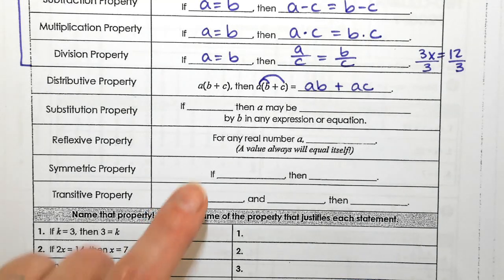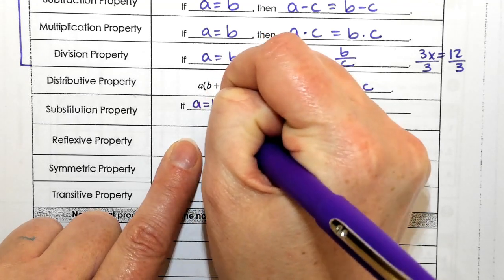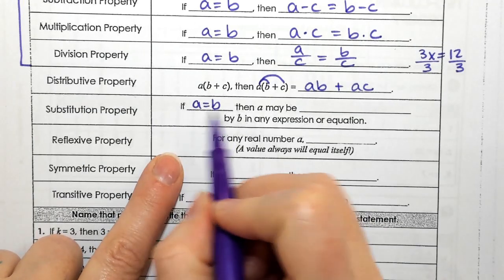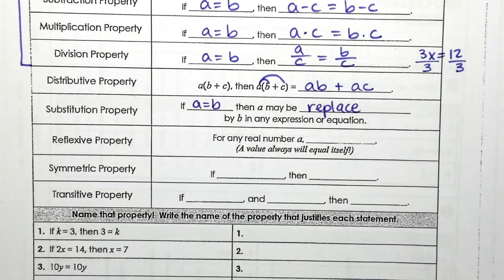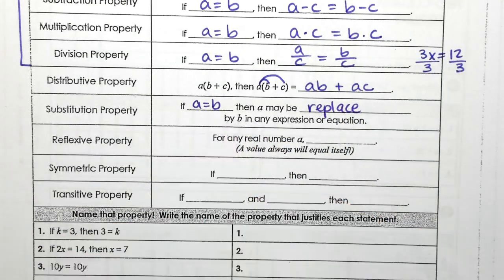Okay, so for substitution, you've been using that a lot, especially when we've been solving for angles. And so you would solve to figure out how big x was, and then you would plug x back in. Anytime you're replacing, so if I take an expression and anywhere I see an A, I put a B instead because I know they're equal to each other. Anytime you're replacing like that, that's the substitution property.